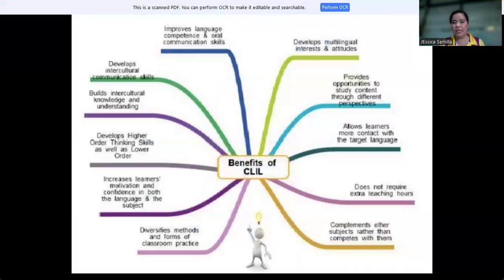So these are the benefits of CLIL. One, it improves language competence and oral communication. Second, it develops multilingual interest and attitude. Third, it provides opportunities to study content in different perspective while understanding other language focus. And then it allows learners more contact with the target language and does not require extra teaching hours because they require a systematic process of language learning. They complement other subjects while learning other topics about competence or a certain language focus.